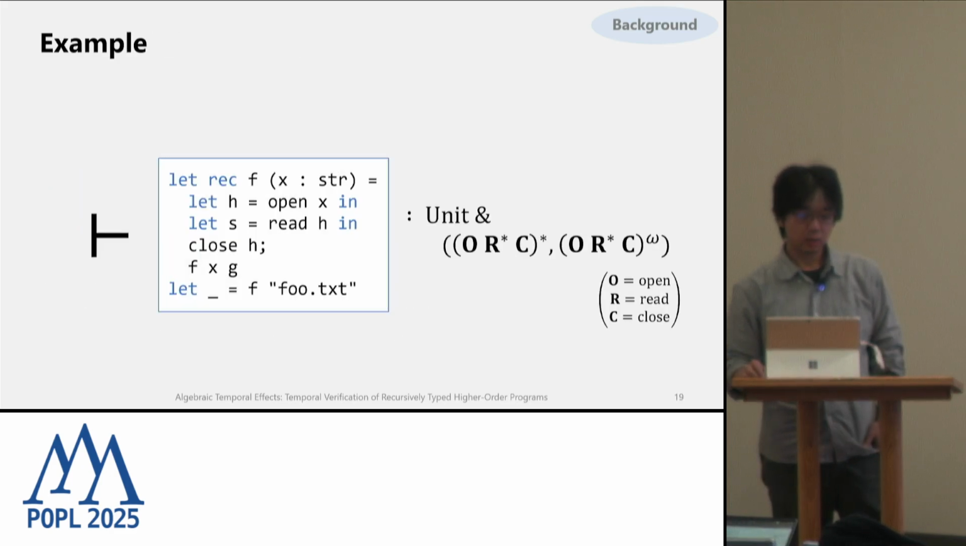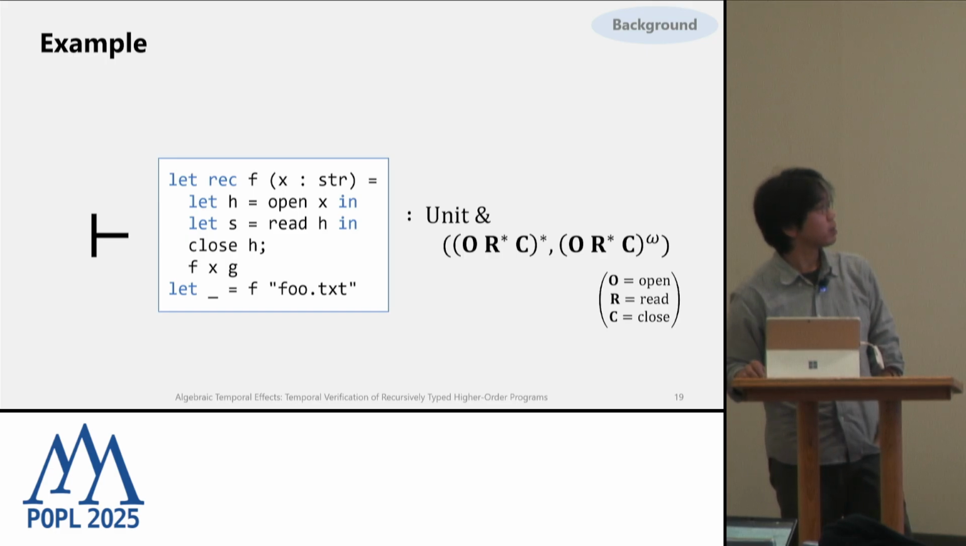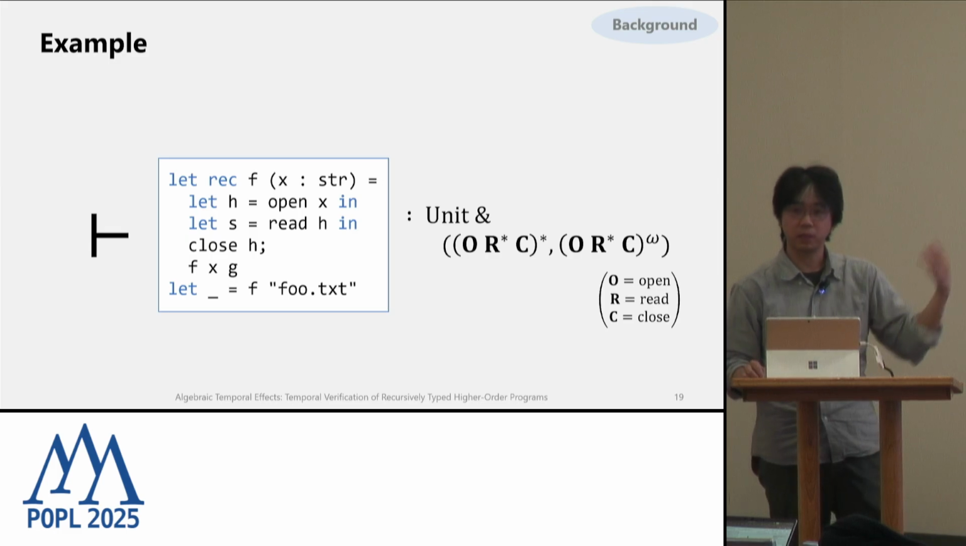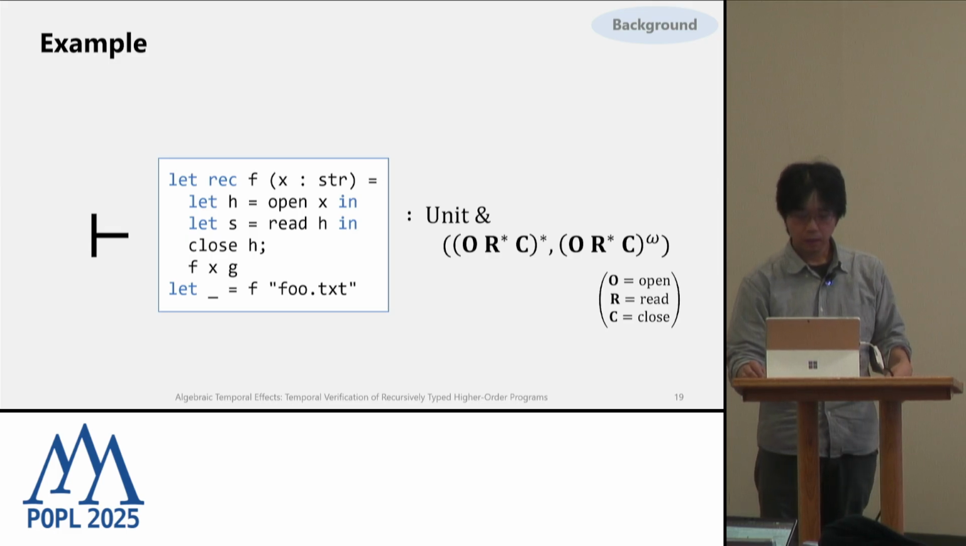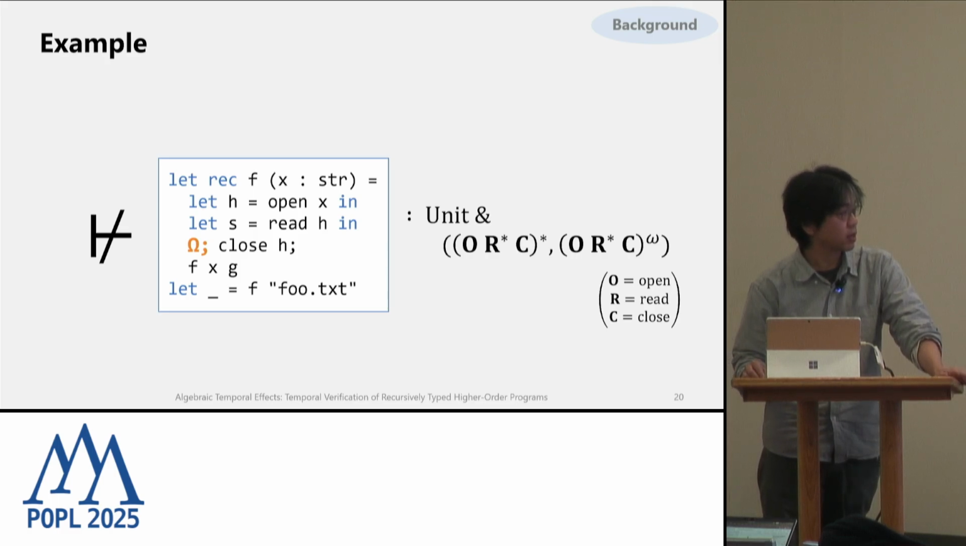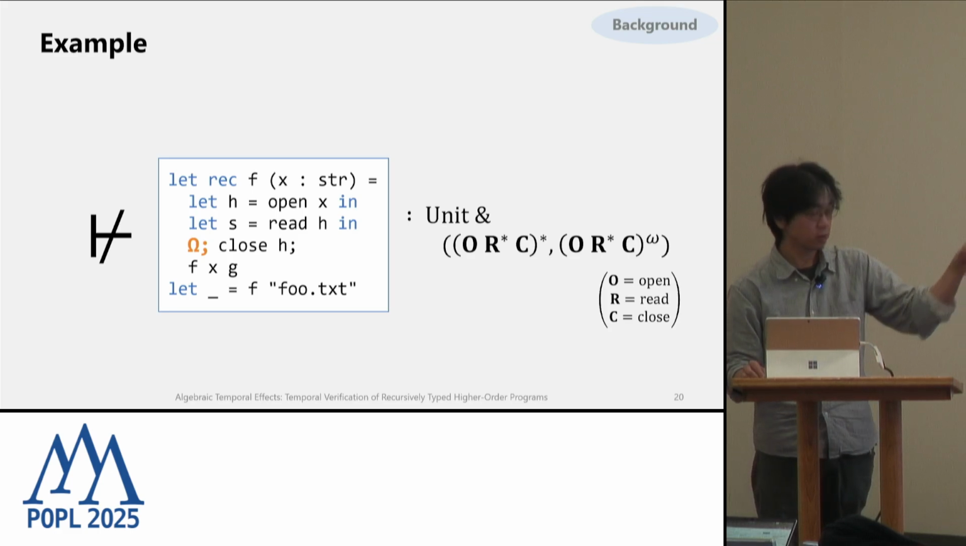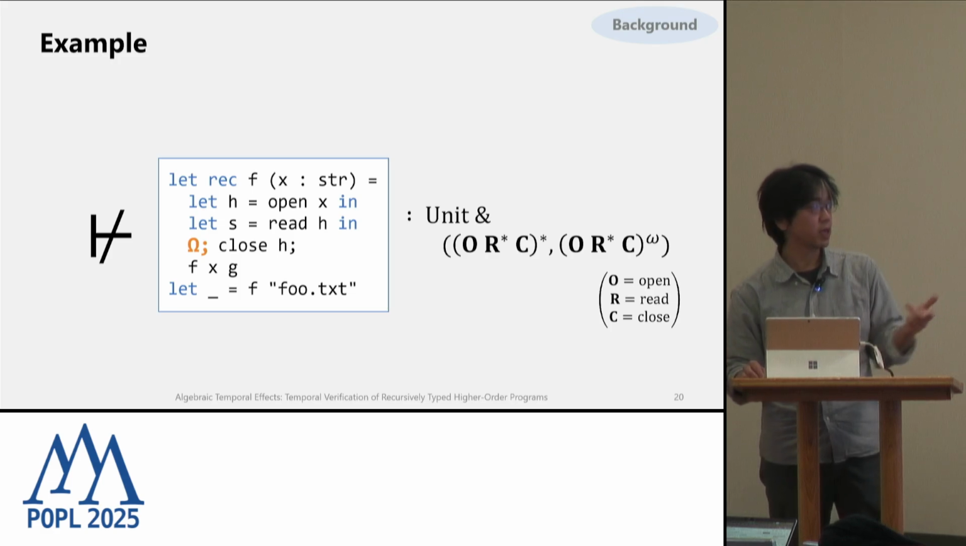And yes, for the examples I presented in this talk, this example satisfies this temporal effect. So it means that this recursive function satisfies the safety and liveness properties for files. But if we insert some non-terminating computation before closing the file, this liveness property is broken, because the opened file is not closed. So the temporal effect system can reject these examples by soundness.